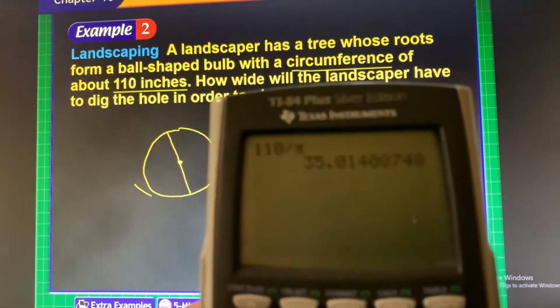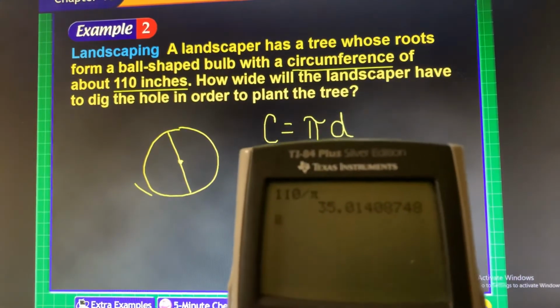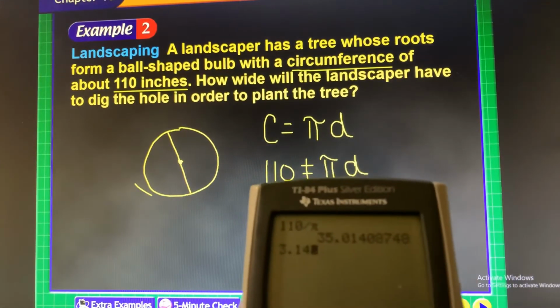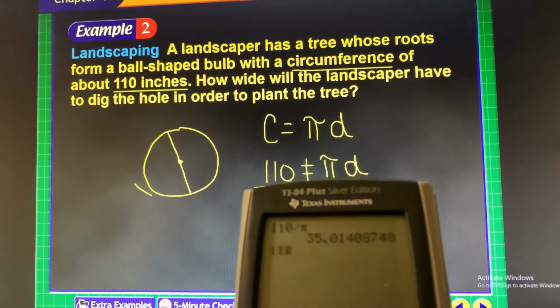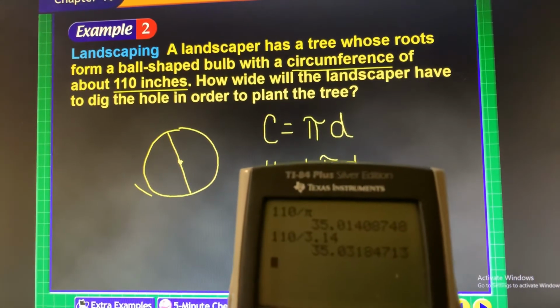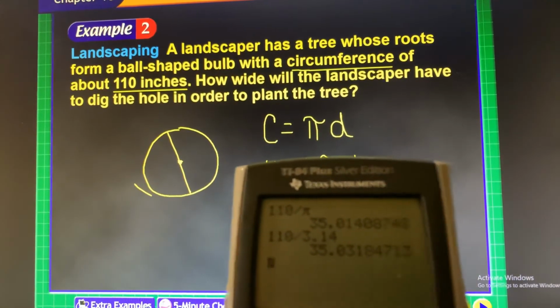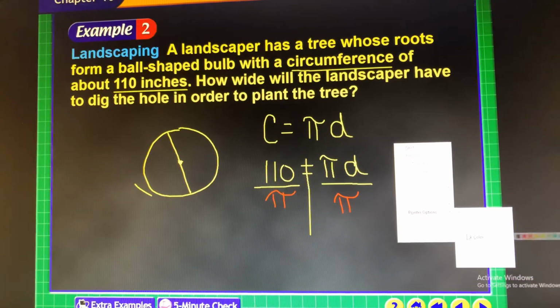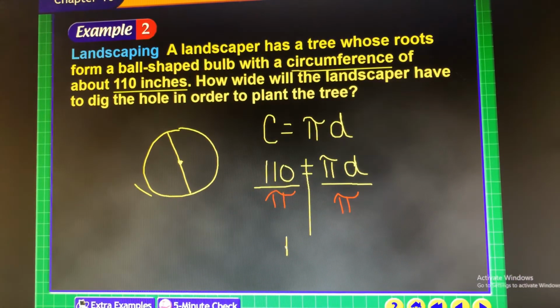Approximately 35. It doesn't tell you how you have to round it, so 35 is good. So you can say approximately it needs to be 35 inches wide. If you did 110 divided by 3.14, you get the same thing, just slightly different because you rounded it. There you go. So your answer, diameter will be approximately, because it's not exact, not when we're dealing with irrational numbers, 35 inches wide. There you go. Easy.